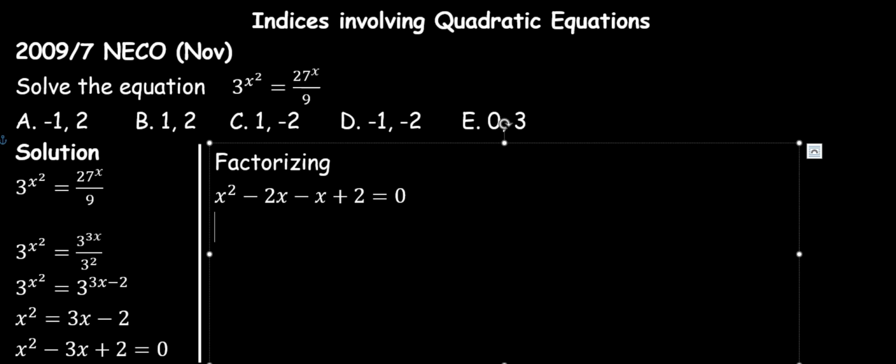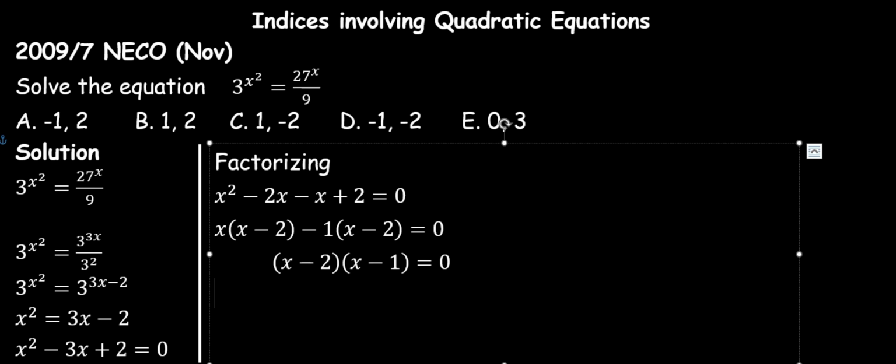Now we simplify further. Factor out x, introduce bracket. There we have x minus 2, bracket close, minus 1, bracket open, x minus 2, bracket close, equals 0. We proceed further. Factor out x minus 2, and you'll be left with x minus 1 in brackets equals 0. What that implies is that x minus 2 equals 0, or x minus 1 equals 0. And that implies x equals 2 or 1.